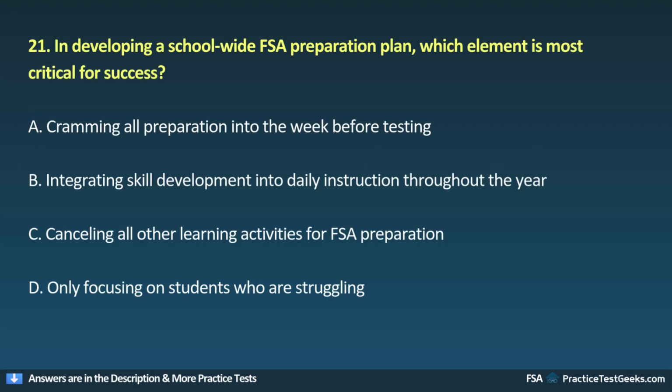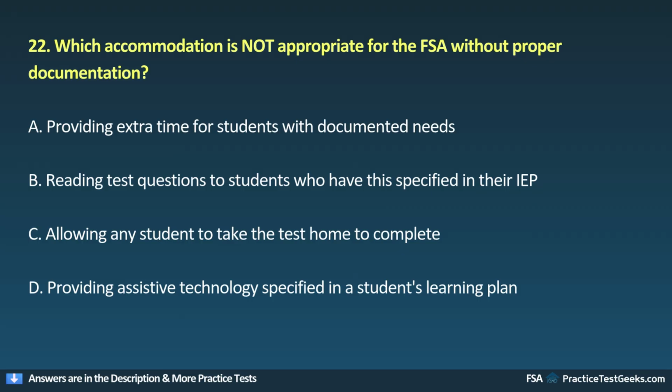21. In developing a school-wide FSA preparation plan, which element is most critical for success? A. Cramming all preparation into the week before testing. B. Integrating skill development into daily instruction throughout the year. C. Canceling all other learning activities for FSA preparation. D. Only focusing on students who are struggling.